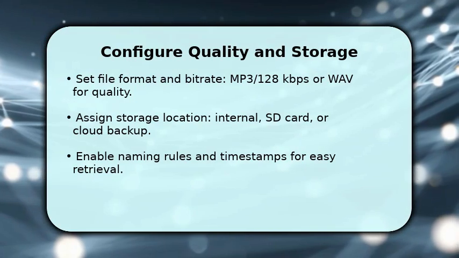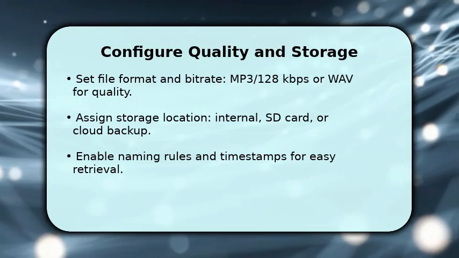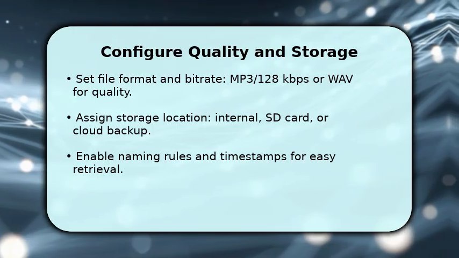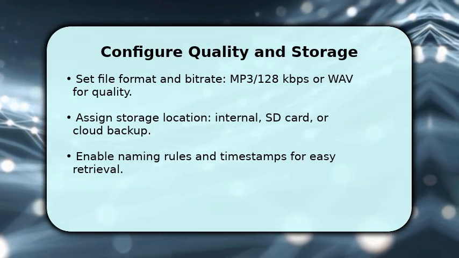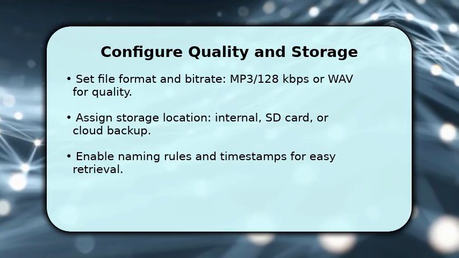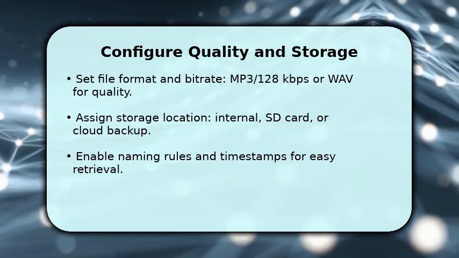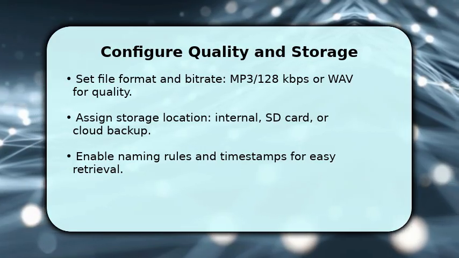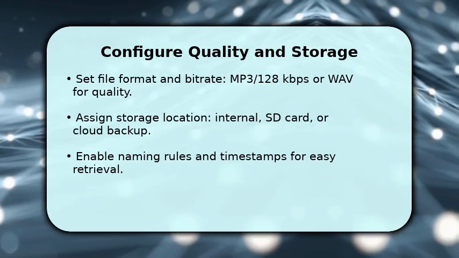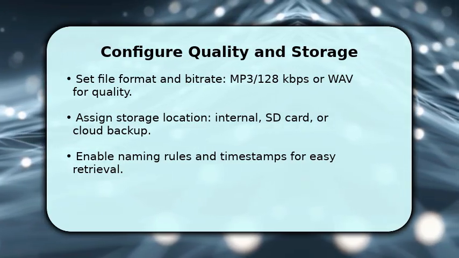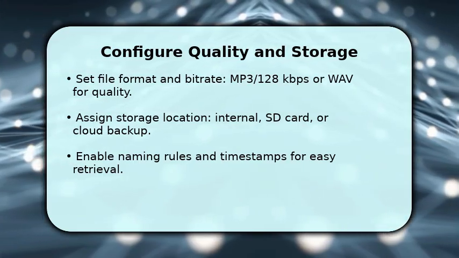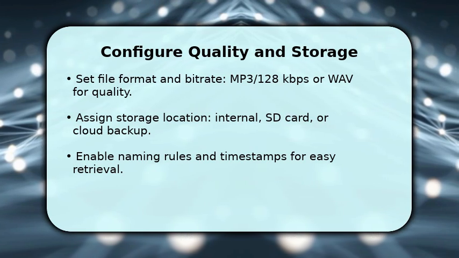You now configure recording quality and file handling to balance clarity and size. Choose MP3 at 128 kbps for small files or WAV if fidelity matters. Higher bitrate increases space. Next, pick storage. Internal memory is simple, SD card for large archives, or enable cloud backup to sync across devices. Then set naming rules with contact, date, and timestamp so you can find files efficiently. Making these choices upfront prevents lost audio and simplifies long-term organization.